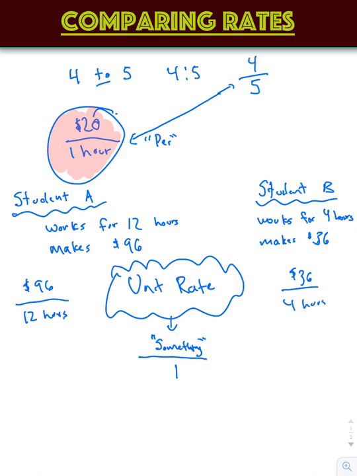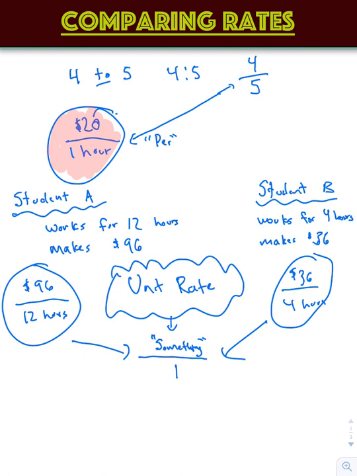Now our units don't have to be dollars and hours. It could be how many hamburgers you're cooking per student, or it could be how many pieces of banana you use for a peanut butter and banana sandwich. It can be any type of unit, but a unit rate must be per 1 of that item. So we have $96 per 12 hours and $36 per 4 hours, and both need simplified down to a unit rate.